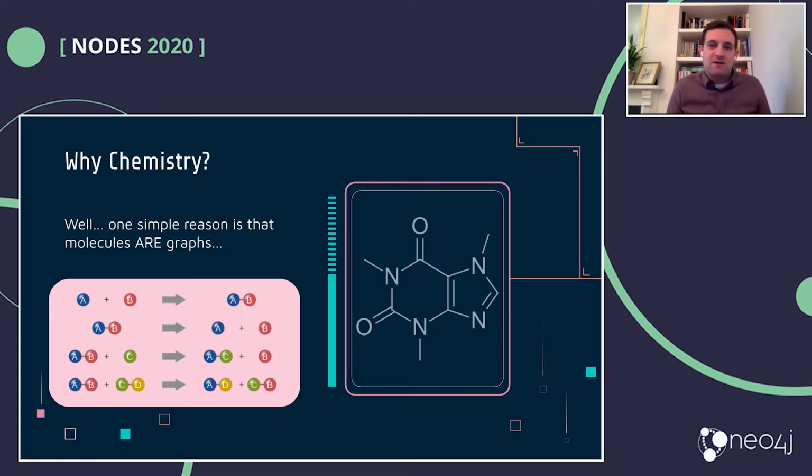But generally, the thing to take away from this is that chemistry is one of probably the first things that used graph representation. It was one of the things that graphs were made for, chemistry. It's the perfect thing to use it for.